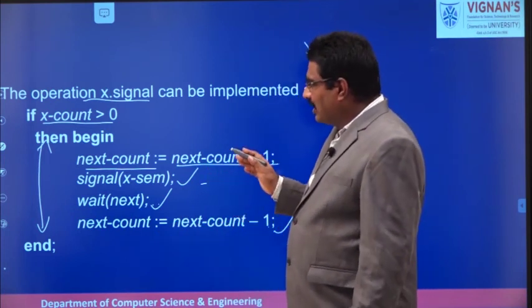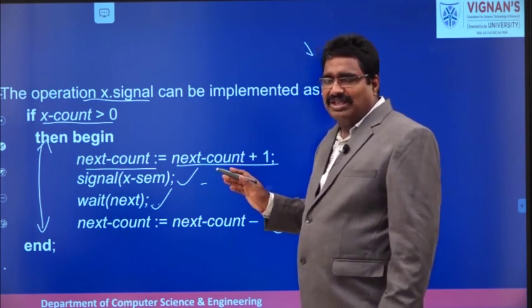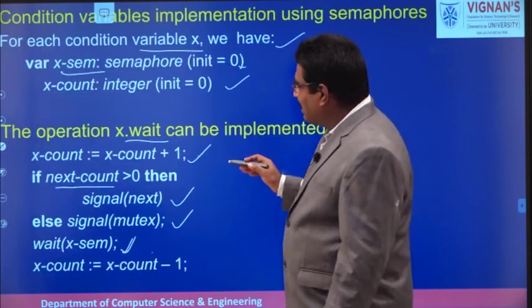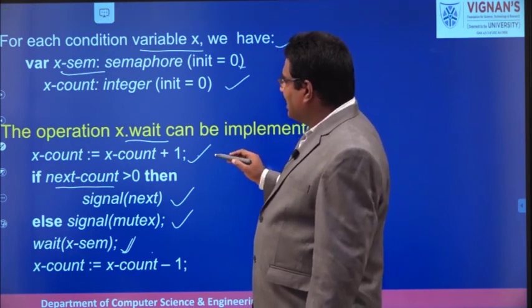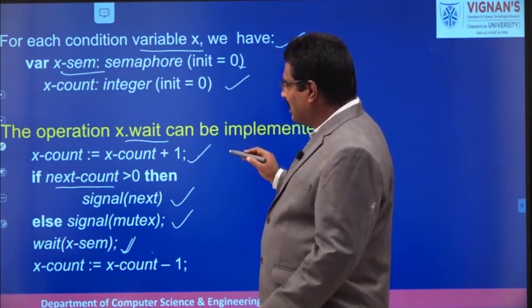So I hope you understand what code is used in the signal implementation. Similarly, the wait function of the condition variable implementation, and similarly every function is used in the monitor.